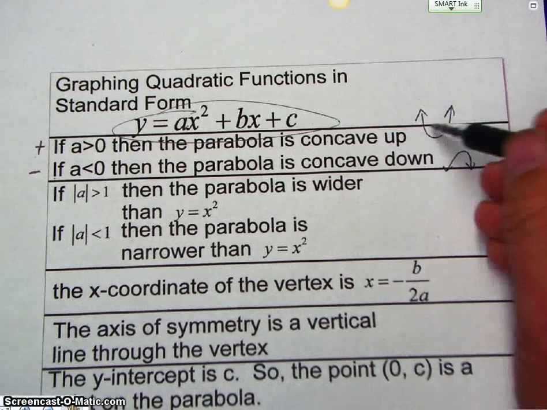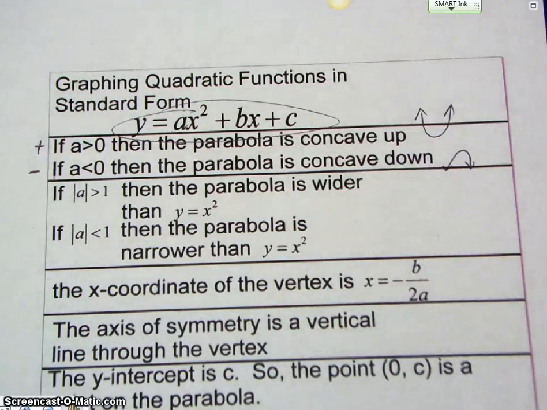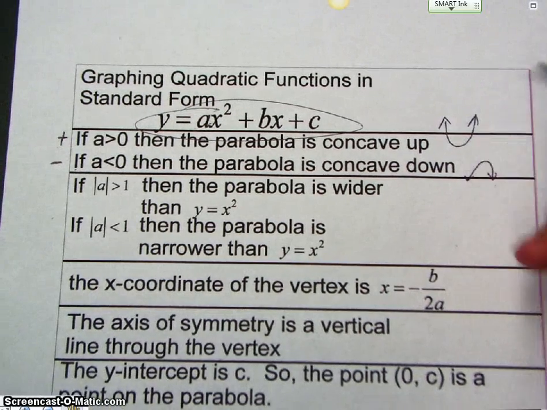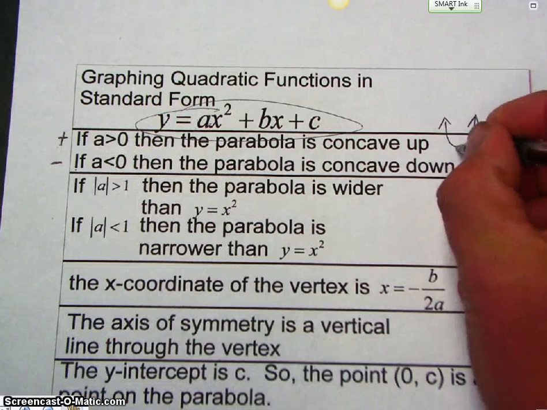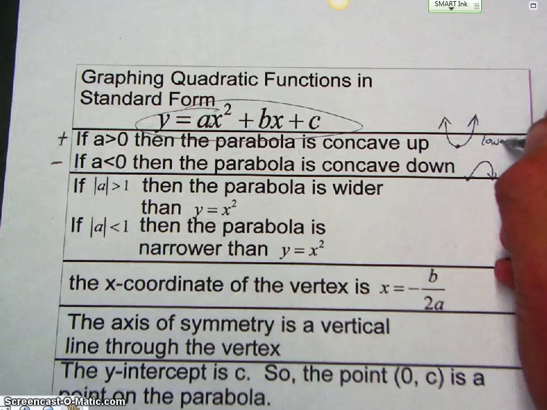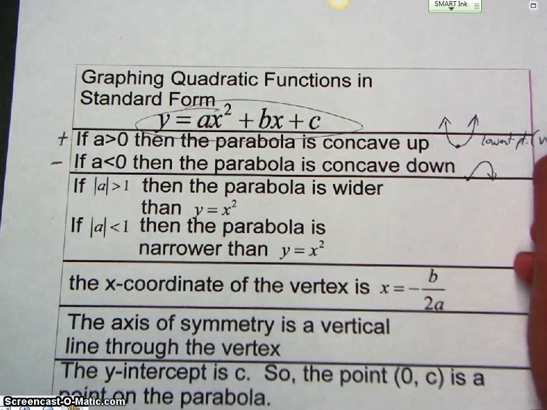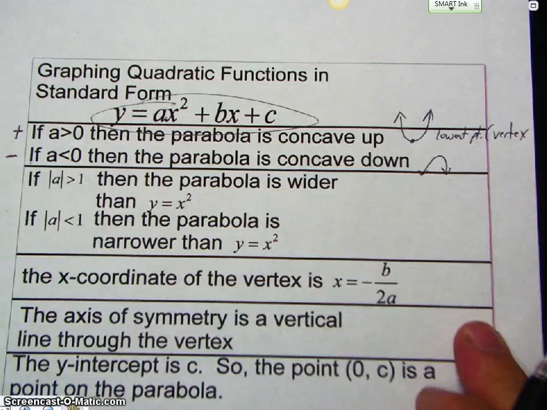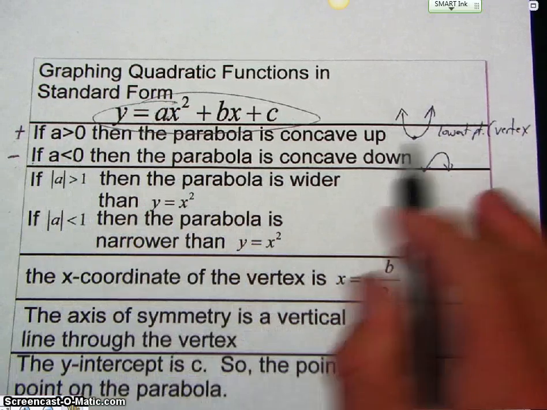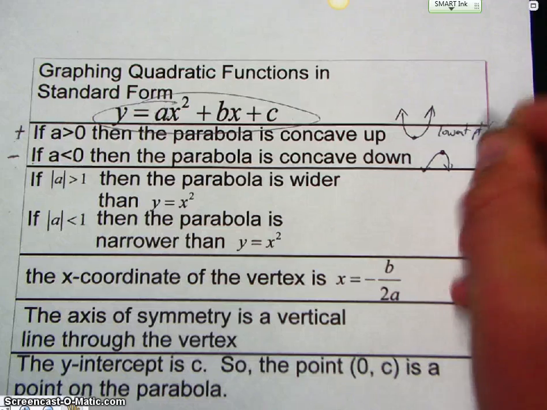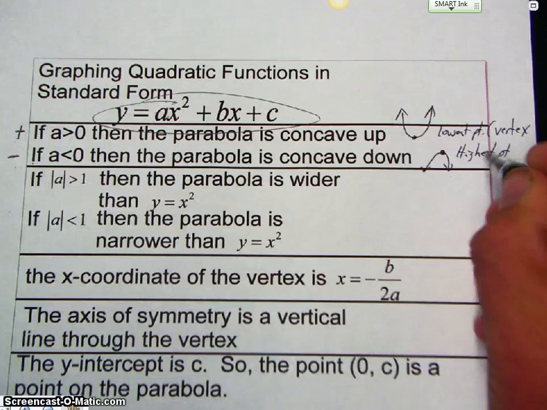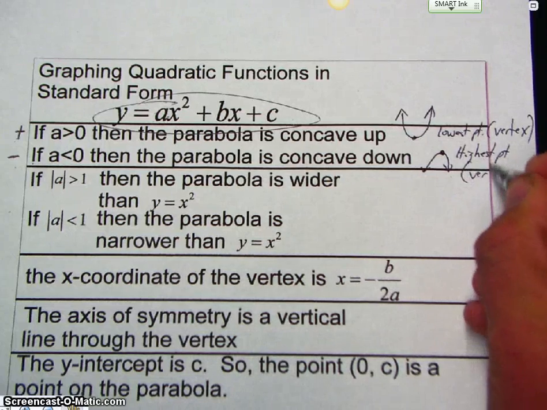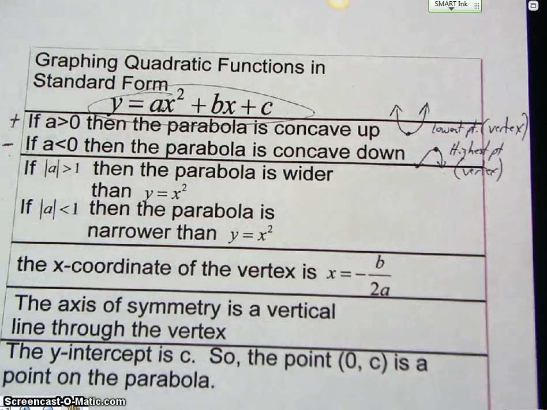Now, what's nice about this is it tells us a little bit about the vertex. If a is positive, then the vertex will be the lowest point. Now, if a is negative, the vertex, right here, will be the highest point, and that would be the vertex as well. All right? So by knowing what a is, positive or negative, we know a little bit more about the vertex. Is it the lowest point or the highest point?